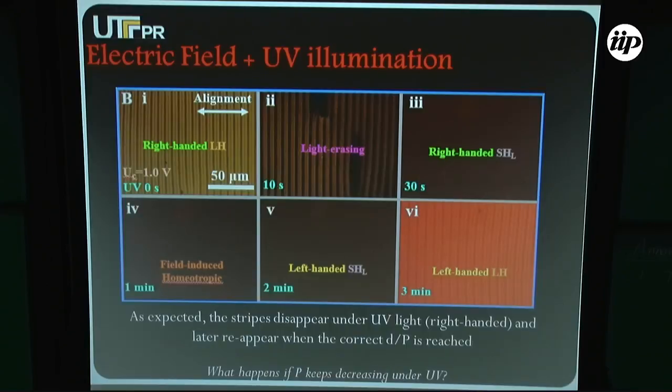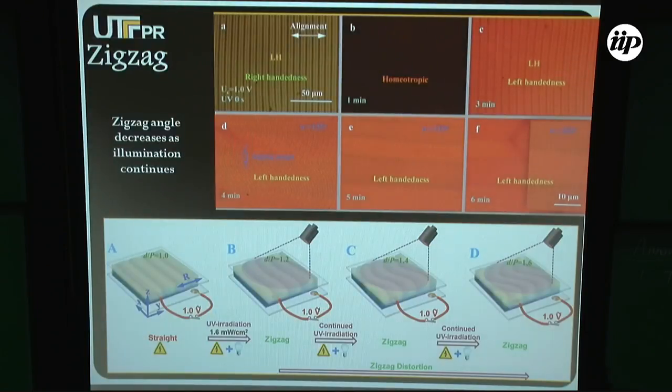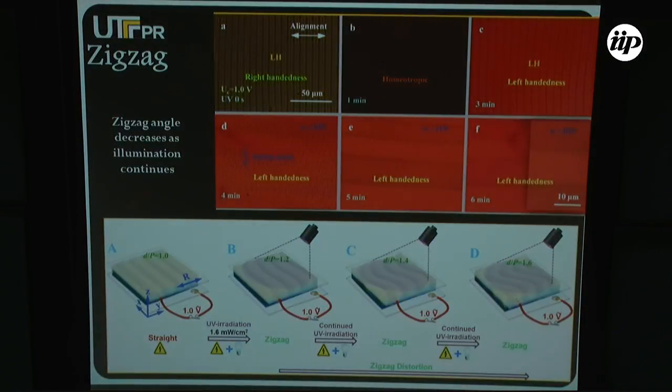You go to a sort of conical structure. Eventually you get an unwinding. It goes to the homeotropic state because you have 1 volt applied here. And then eventually the stripes form again when it goes to the left-handed configuration. So what happens if we keep shining? Eventually we start seeing a zigzag pattern.